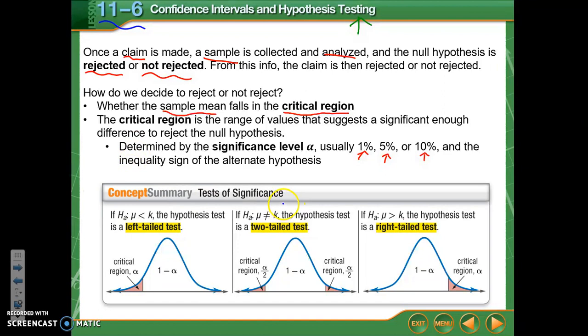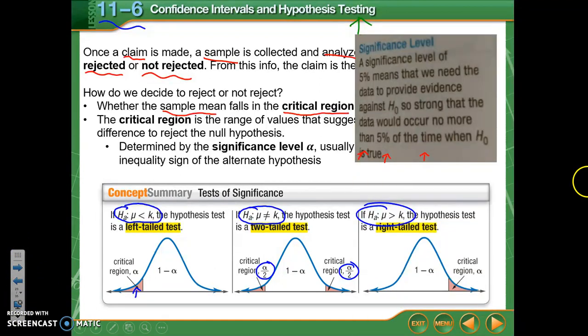So there are 3 tests we're going to focus on. The left-tailed test, so notice if my alternative hypothesis says that the mean is less than something, I'm going to do a left-tailed test. And my critical region will be down here. If my alternative hypothesis says the mean is not equal to something, I'm going to do what we call a two-tailed test. And my critical region is going to be split in half between the top and bottom part of my normal curve. And if I say that the alternative hypothesis is that the mean is greater than k, I'm going to do a right-tailed test.